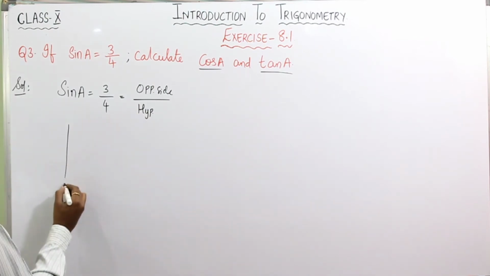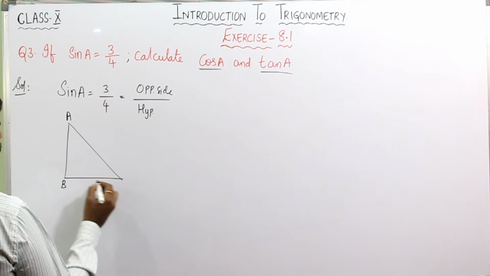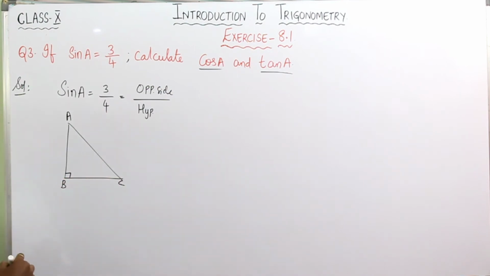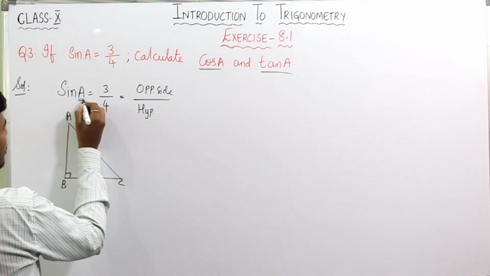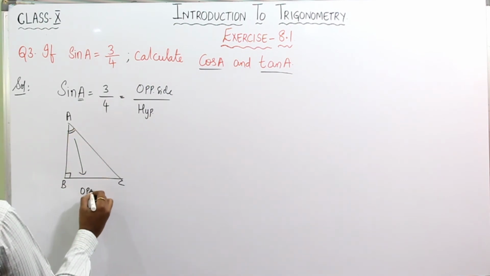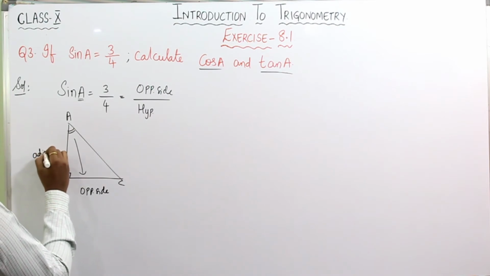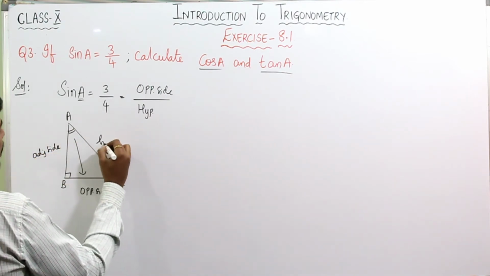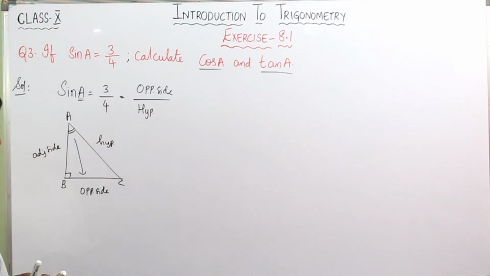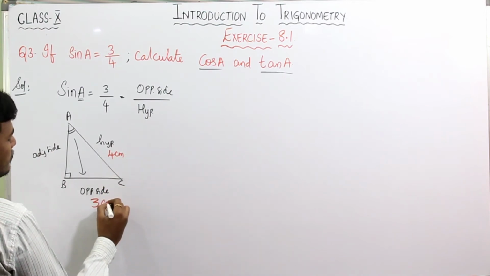Okay, so draw a right angled triangle ABC, which is right angled at the point B. From angle A, you consider this as the opposite side, this as the adjacent side, and this as the hypotenuse. So what all do we have here? We have the opposite side as 3 centimeters and the hypotenuse as 4 centimeters.